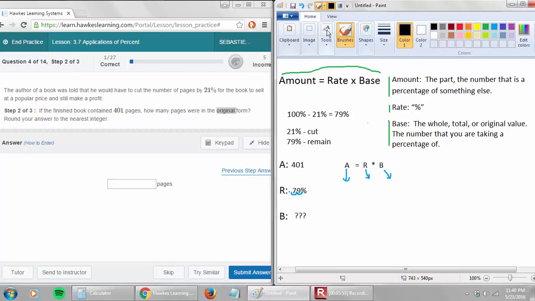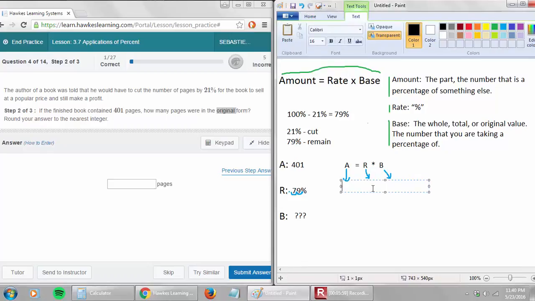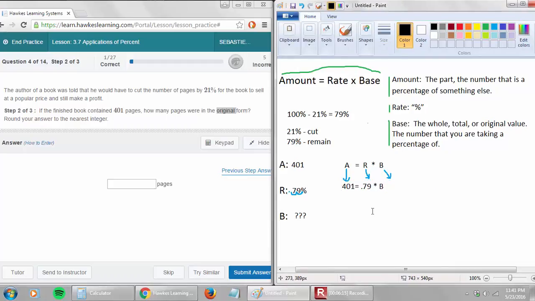So let's write these things out. My amount, well, that A is 401 pages. I can bring my equal sign down. That always comes right after the amount. The rate is 0.79, or .79 if you want that leading 0, times, and I don't know what the base is, so I'm going to put B. Taking a look at this formula, we don't have A equals. We have a multiplication involving a variable, one of those letters that we don't know. So it's 0.79 times B.